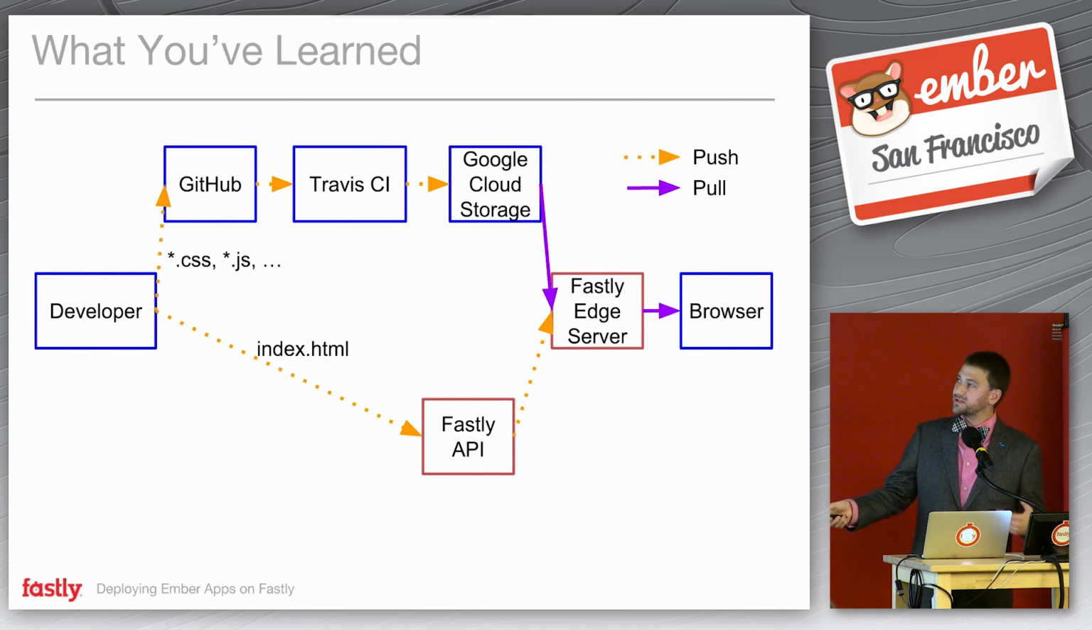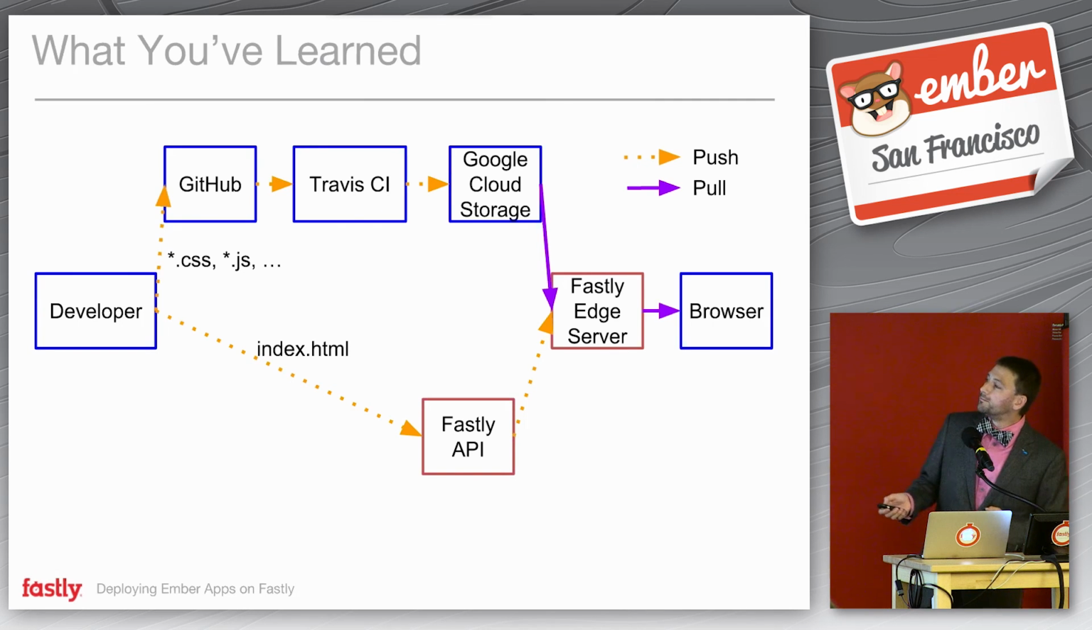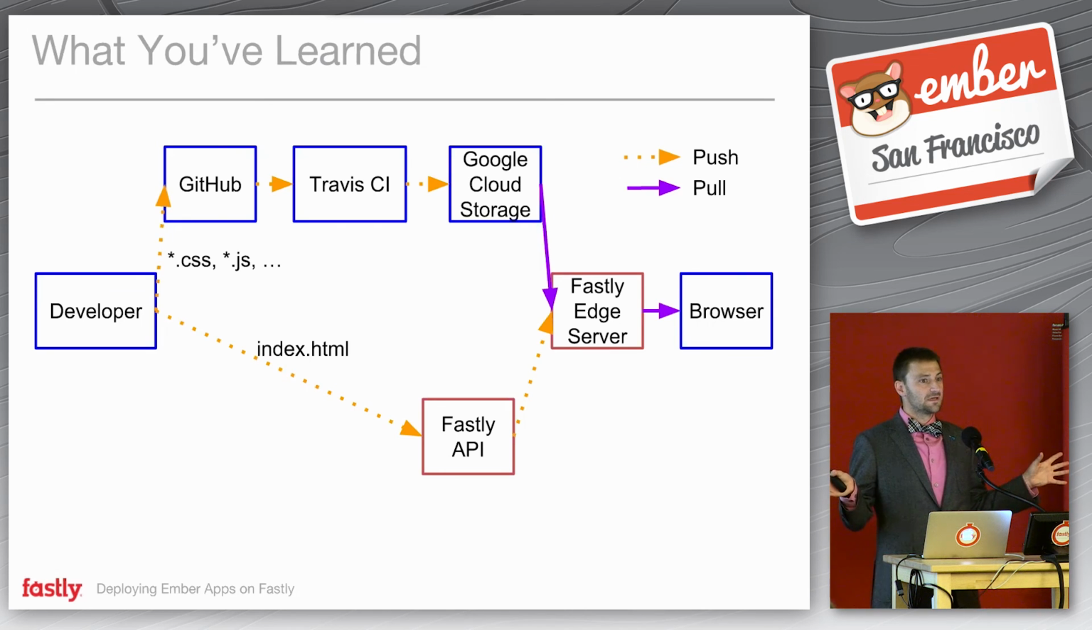So the developer pushes code to GitHub. Travis CI will build that code, run the tests, and when it's ready, upload everything to Google Cloud Storage, which acts basically like S3. We happen to be a Google partner, so we have direct interconnects inside their data centers, which is nice and fast. And then when you're ready to actually activate that version, you send the new index.html to the Fastly API, which distributes it around the world, and you have lightning fast deployment.